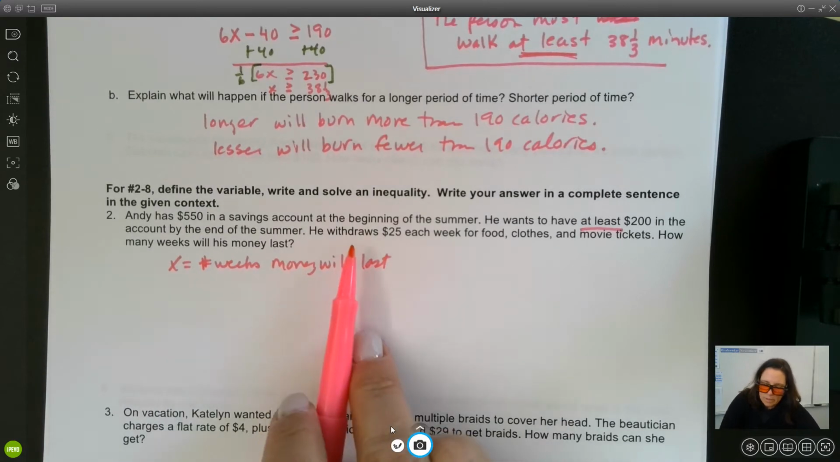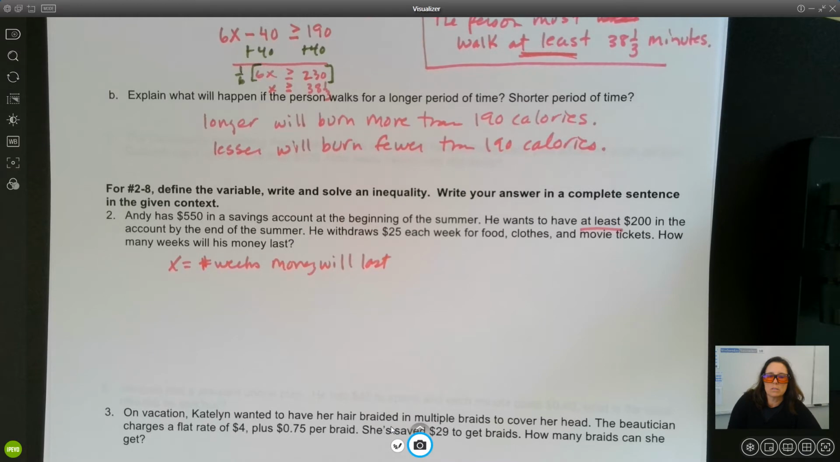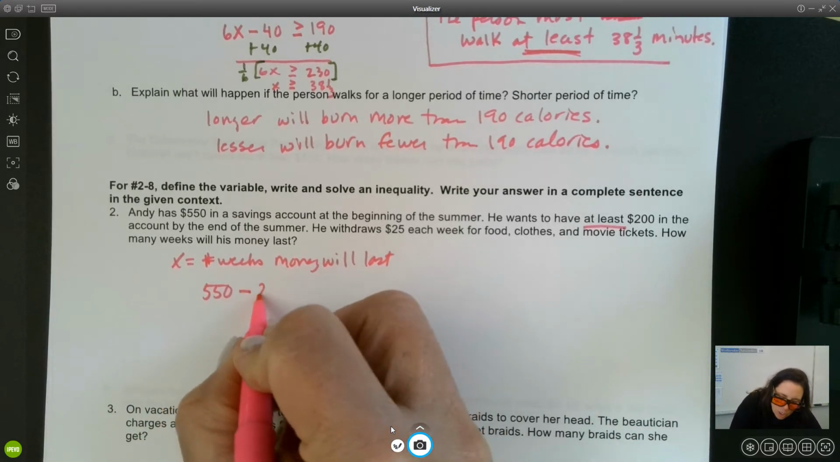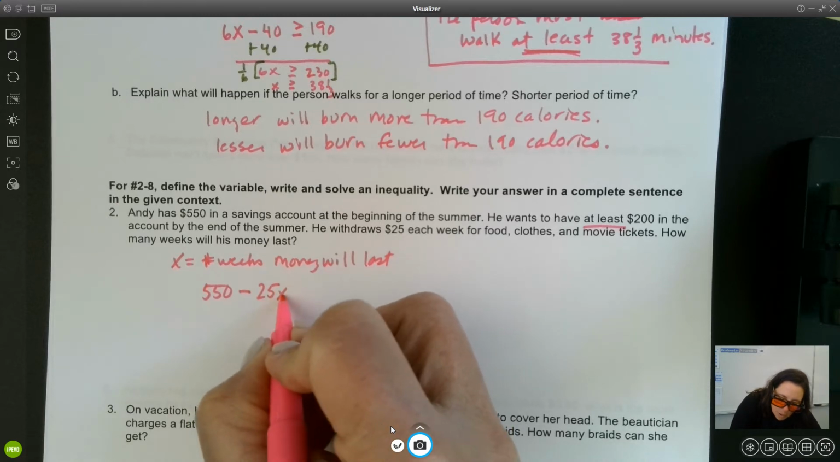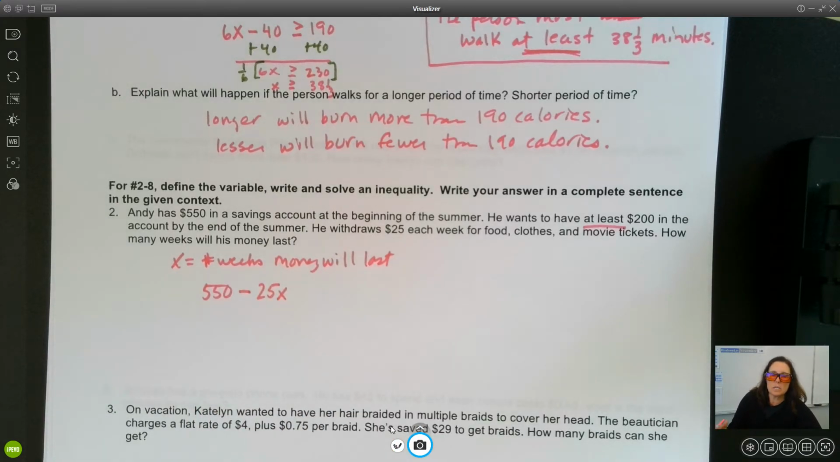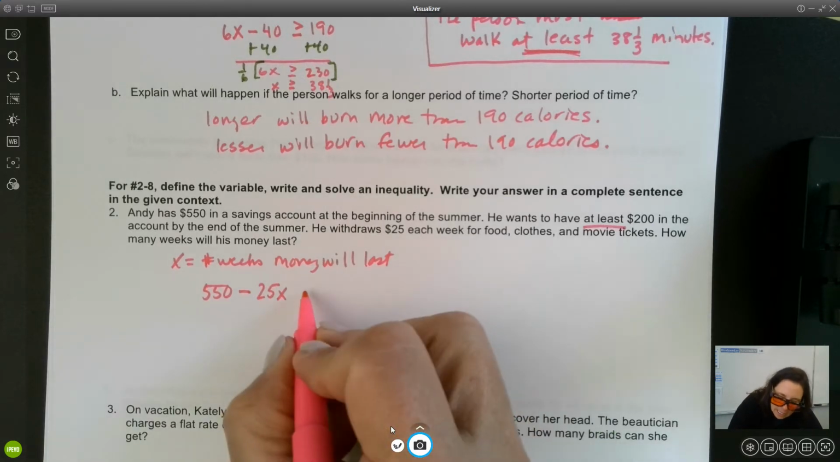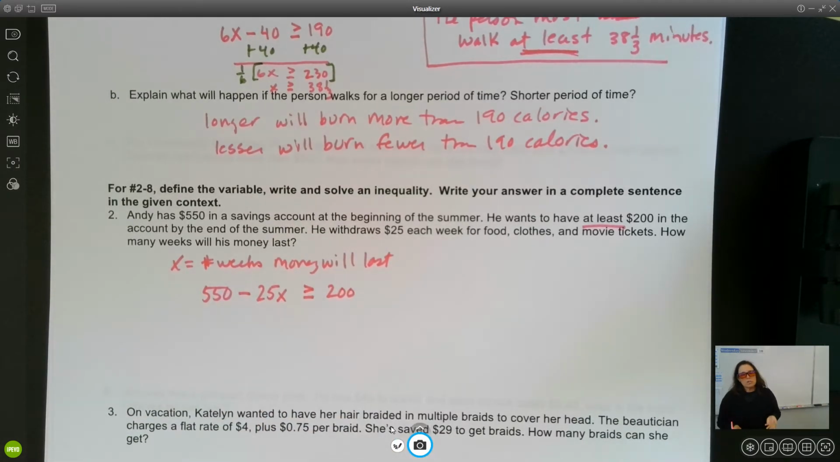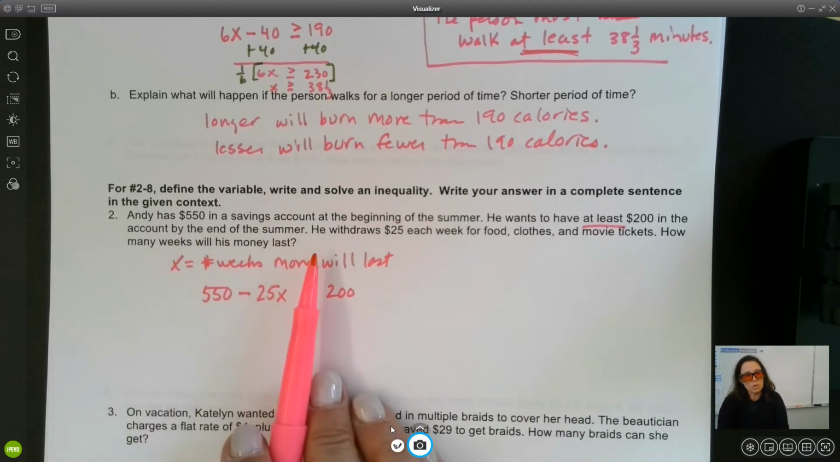Withdraw means he takes out $25 a week. He's got this $550 in the account, and he takes out $25 per week, so 25 times x would give us that total dollar amount. And he wants that to be at least, so greater than or equal to, $200 at the end of summer. So there's the inequality. Talking it out helps build it as you read through the words.